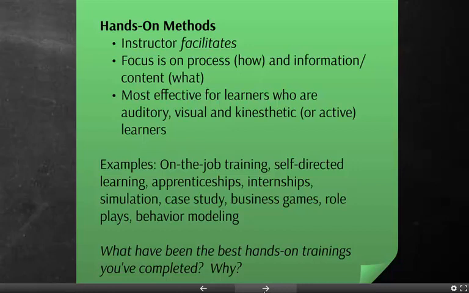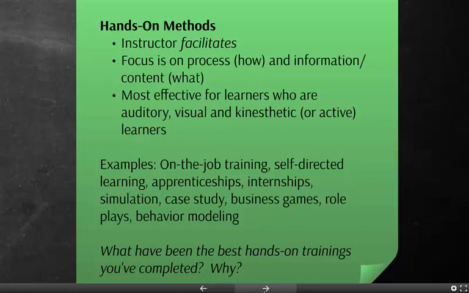Hands-on methods are most effective for learners who have a combination of learning styles. So they're auditory, that's they hear, visual, things they see, and there's a dimension of kinesthetic or active learning. So there's some engagement, some activity that they need to do as part of the method. Common examples of hands-on methods include on-the-job training, self-directed learning, apprenticeships, internships, simulations, case studies, business games, role plays, behavioral modeling.